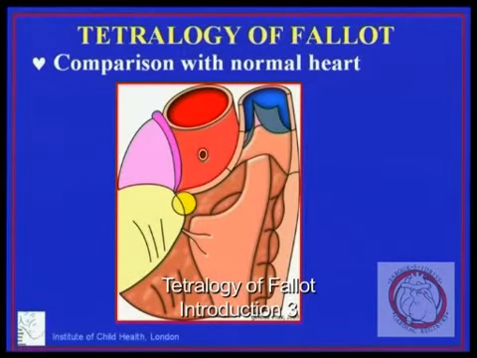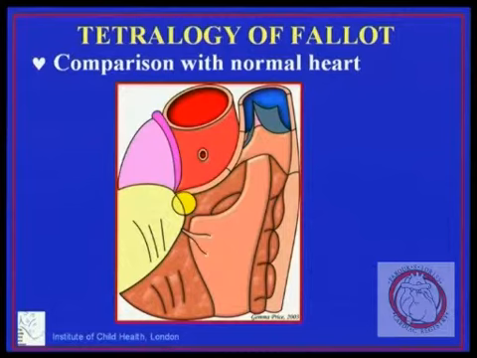So now I'm going to use two cartoons along with a picture of one specimen to contrast the normal anatomy with the situation as we see it in tetralogy of Fallot. The cartoon that I'm showing you here is illustrating the roof of the right ventricle. Here the tricuspid valve, here the pulmonary valve, and this of course is the aorta with the right coronary artery.